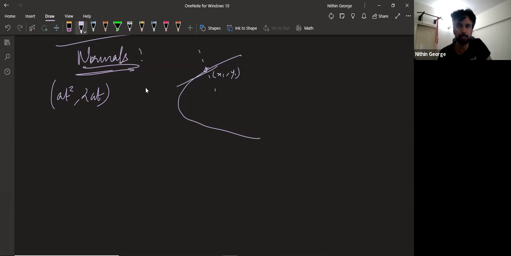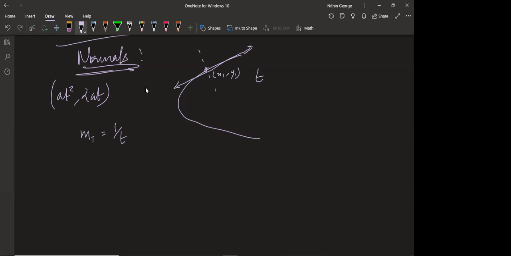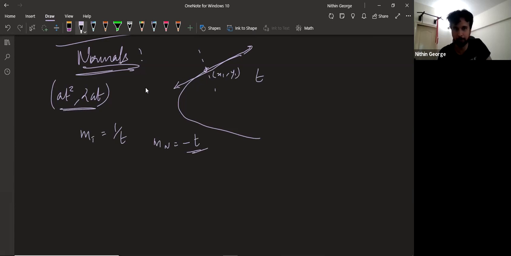We know how to find the equation of the tangent, right? So what is the slope of the tangent at any point with parameter t? We discussed it today. It's 1 by t. The slope of the normal becomes minus t. And we have a point here. We can easily write y minus 2at is equal to slope into x minus at squared. So from here, this is minus tx minus at cube.